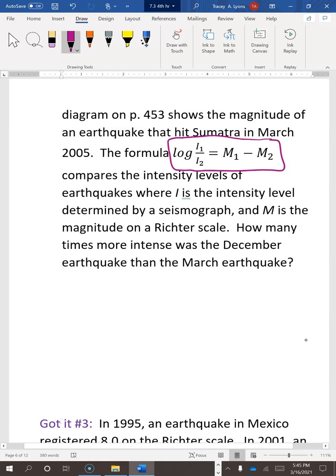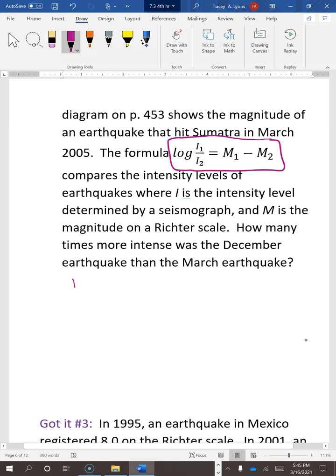log of intensity 1 over intensity 2 equals m1 minus m2. So what those letters stand for is I is the intensity level of the first one and the second one. M is the magnitude of the first one and the second one. How many times more intense was the December earthquake than the March earthquake?